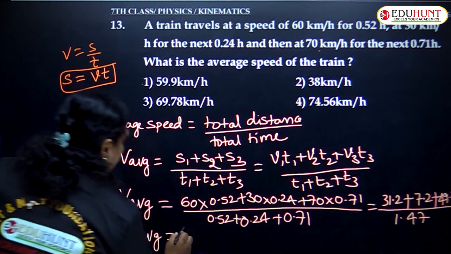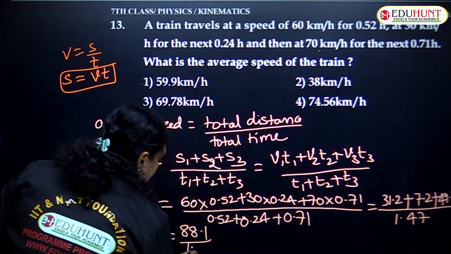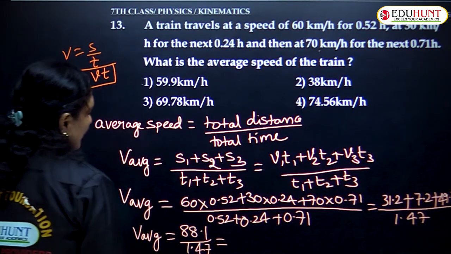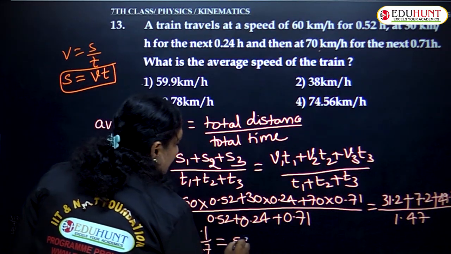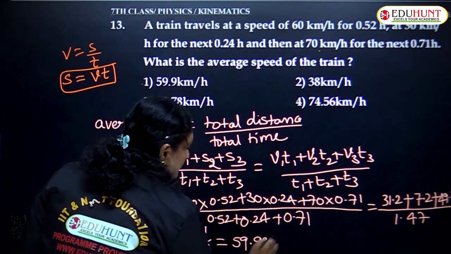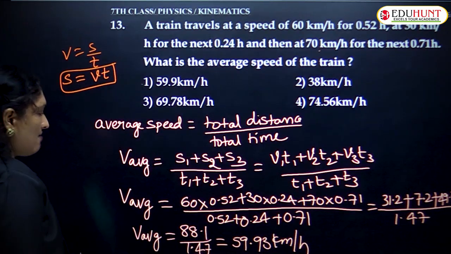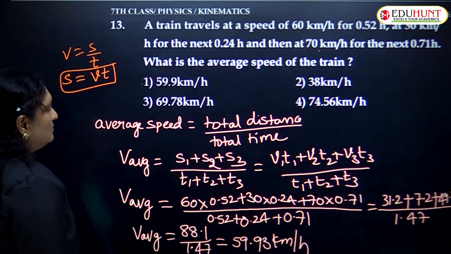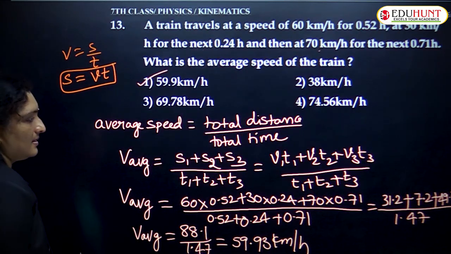something around 88.1 upon 1.47. Hence, 88.1 upon 1.47 would be something around 59.93 kilometer per hour. Okay, so average speed was found to be 59.93 kilometer per hour. Hence, first option is the right answer.